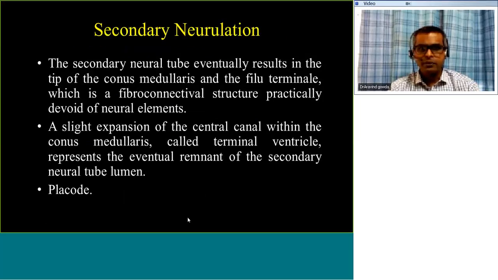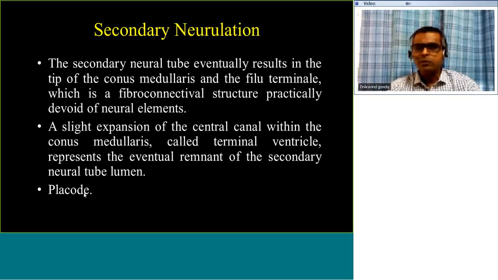So in this secondary neurulation, sometimes a slight expansion of the central canal will be there within the conus medullaris. This is where the conus medullaris comes, and this secondary dilatation is called the terminal ventricle. Okay, before going to the pathology proper, we need to know one terminology, which is called placode.